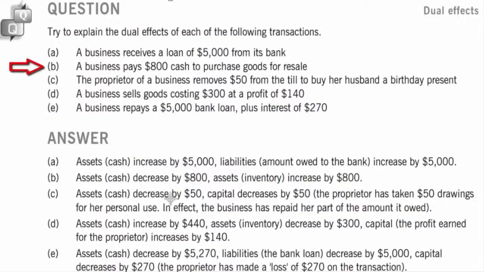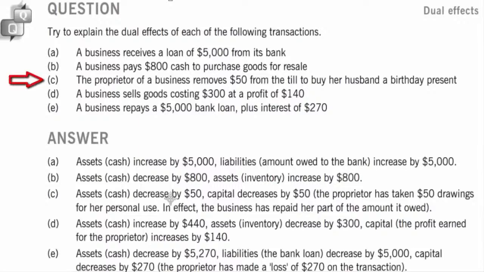Transaction B. The business pays $800 cash to purchase goods for resale. In this scenario, the business is using cash to buy inventory, which it plans to sell later. This transaction affects two types of assets, cash and inventory. Here's what happens. Assets, cash, decrease by $800 because cash is being spent. Assets, inventory, increase by $800 because the business now owns goods it can sell. In other words, cash goes down and inventory goes up by the same amount. The total value of assets remains the same, but it's now split differently between cash and inventory.